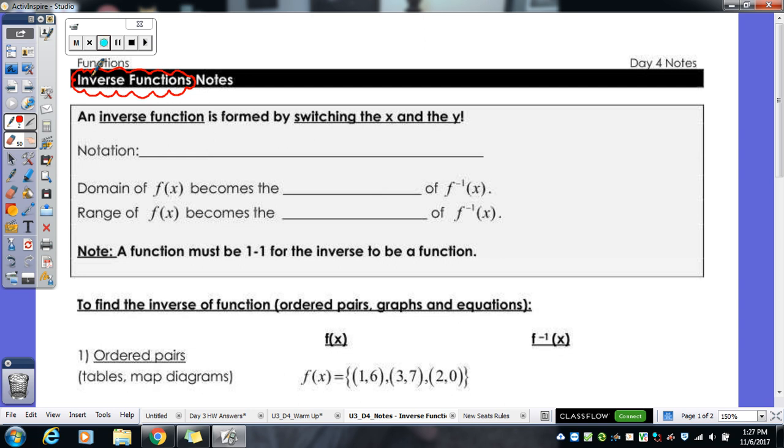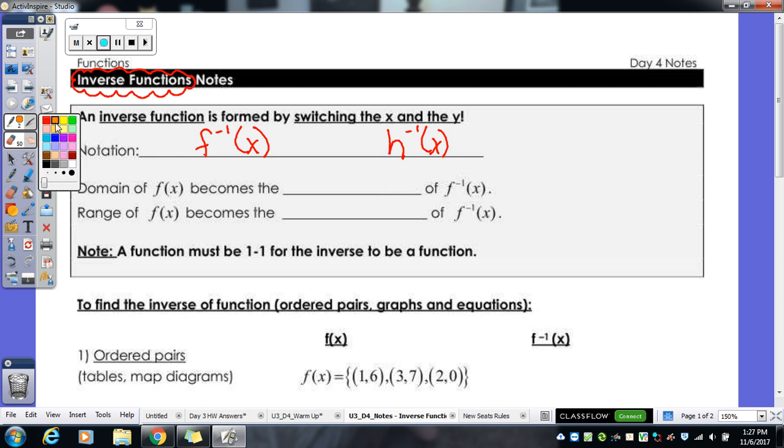And our notation for it is f to the negative 1 of x. That's our notation we use when we talk about the inverse. So this is saying that this is the inverse of the f function. If I wanted the inverse of the h function, then I would write h to the negative 1 of x. Whichever function you're dealing with, you just put it to the negative 1 power, and that's your notation for your inverse.